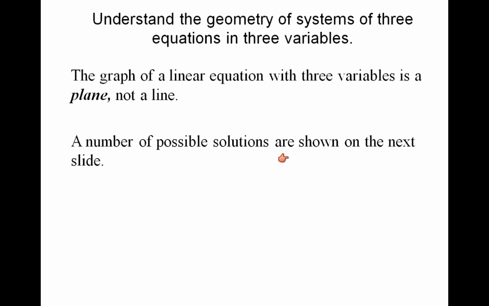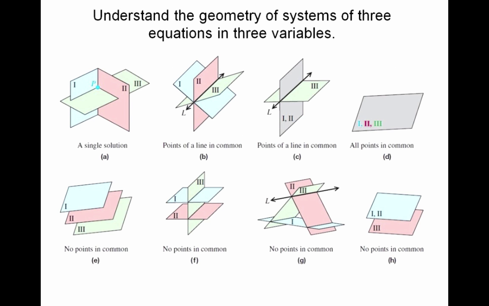The number of possible solutions are shown here. If you have a single point of intersection, it looks like that. If the 3 planes intersect at points of a line in common, this would be the same case. This would be where all the planes would be right on top of each other. So you have infinitely many solutions.